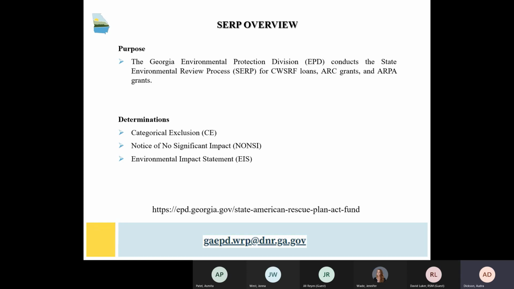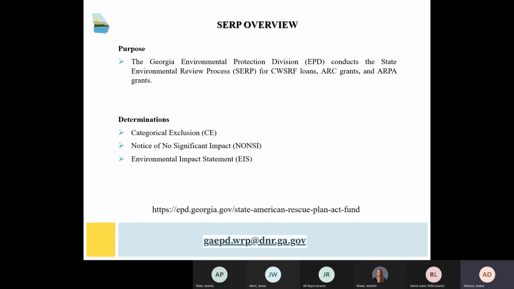The EIS is not common, and most projects will result in a categorical exclusion or a NONZ. If your project could be subject to an EIS, we would urge that you reach out to us before you submit anything. For a categorical exclusion, EPD requires a project description detailing the purpose of the project, applicable maps showing the project location and the impacted area.